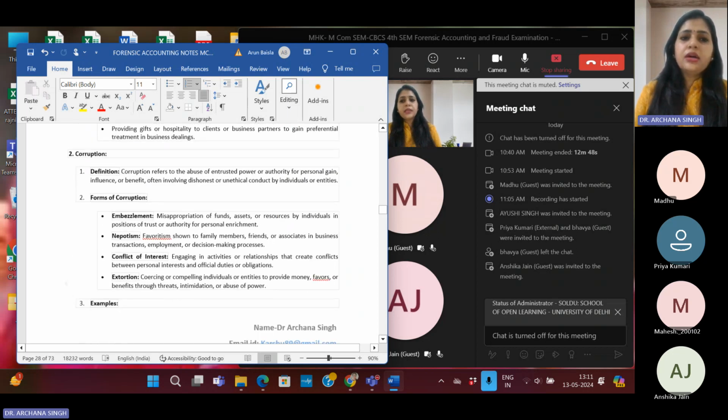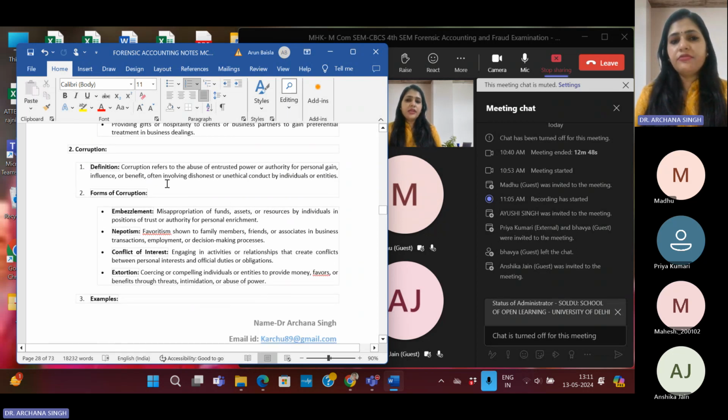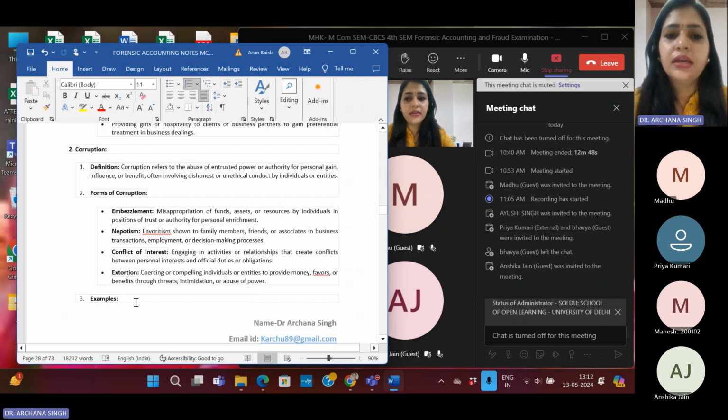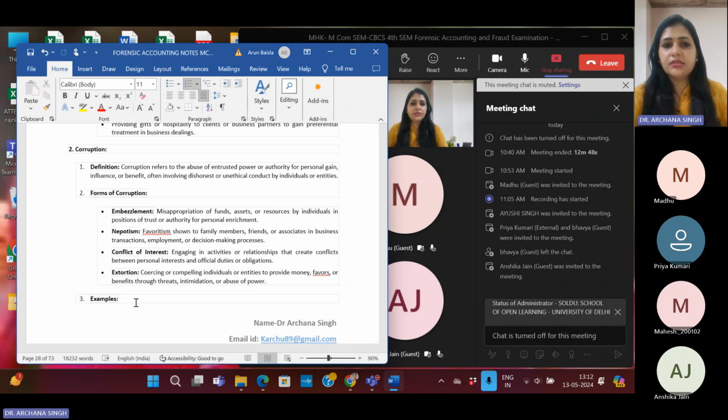Next is corruption. Corruption basically refers to the abuse of entrusted power or authority for personal gain, influence, or benefit, often involving dishonest or unethical conduct by individuals or entities. The forms of corruption we have already discussed. It may be in the form of embezzlement, nepotism, conflict of interest, or extortion. Okay, embezzlement means misappropriation of funds or assets by persons in trusted positions and authorities, who misappropriate the funds and assets for their own use.